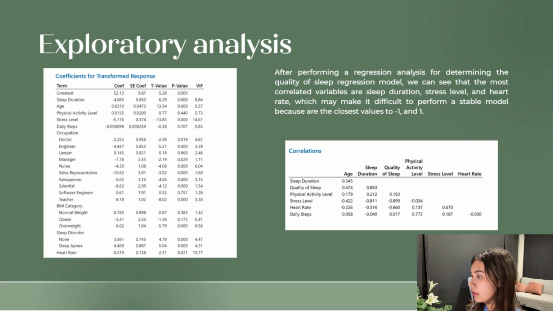After performing a regression analysis for determining the quality of sleep-based regression model, we can see that the most correlated variables are sleep duration, stress level, and heart rate, which may make it difficult to perform a stable model because they are the closest values to -1 or 1. In this case, the closest value to -1 indicates a negative relation, the closest value to 1 a positive relation, and the closest value to 0 is almost no relation.